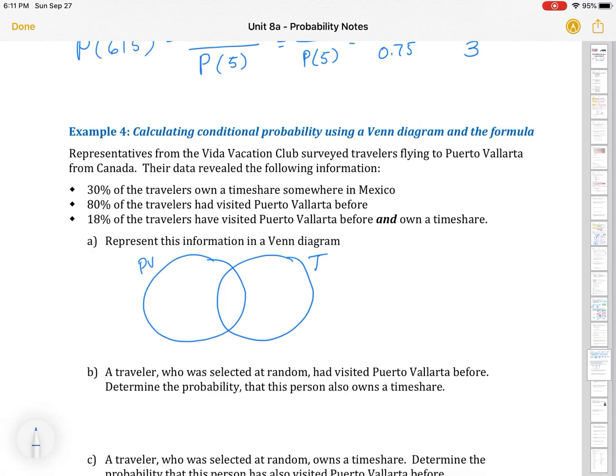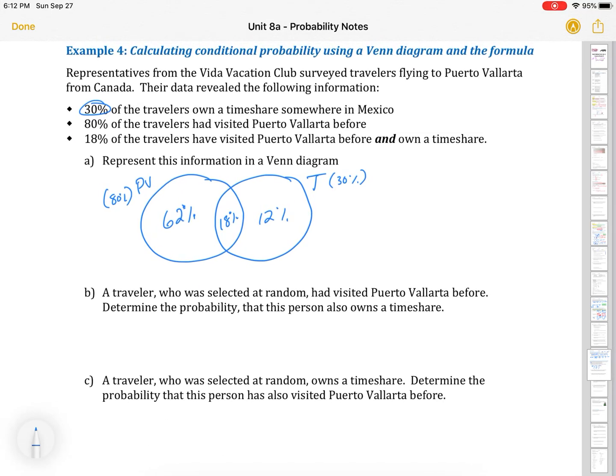So Puerto Vallarta, timeshare. We know that 18% have both, so I'm going to write it in percentage form. That means that if they own a timeshare, it's 30% total. So 18 plus 12 equals 30, a total of 30% there. And for Puerto Vallarta, I like to say that, I've been there, the total is 80. So 80 minus 18 is 62%. Okay, so we've done our little Venn diagram there.